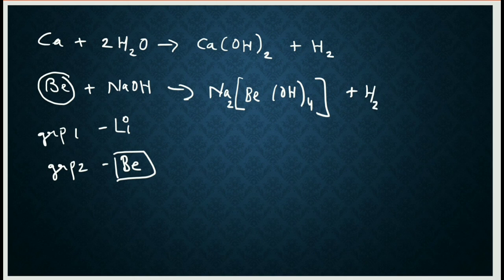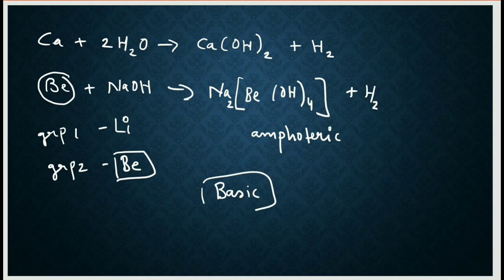So this is an amphoteric hydroxide. And all other hydroxides are basic. All other hydroxides, of calcium, strontium, magnesium, etc., are basic, but beryllium hydroxide is amphoteric.